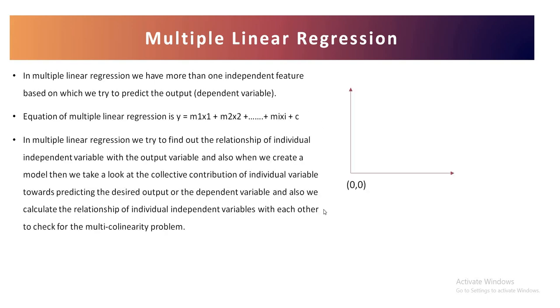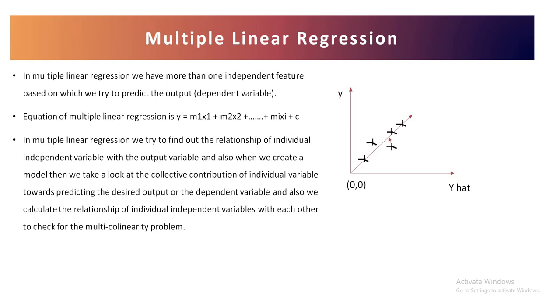So in multiple linear regression, as I was saying, we try to find out the relationship of each individual independent variable with the output variable. And also when we create a model, we take a look at the collective contribution of individual variables. Also once the multiple linear regression is done, we take a look at the collective contribution of individual variables, like how well they are contributing to the output variable prediction. Some feature may be contributing in a positive direction, some feature may be contributing in a negative direction. We need to take a look at that.